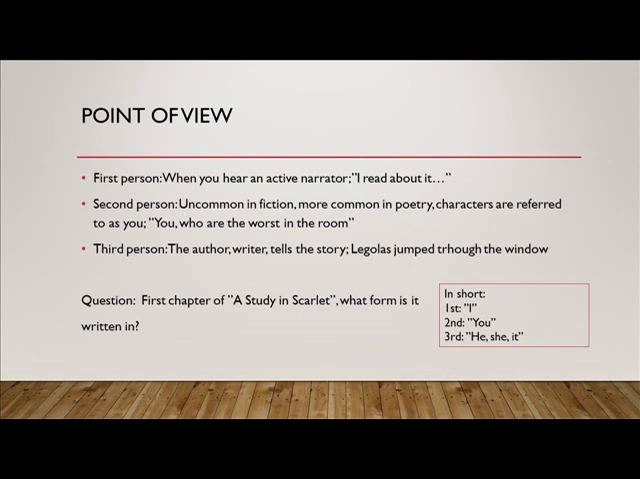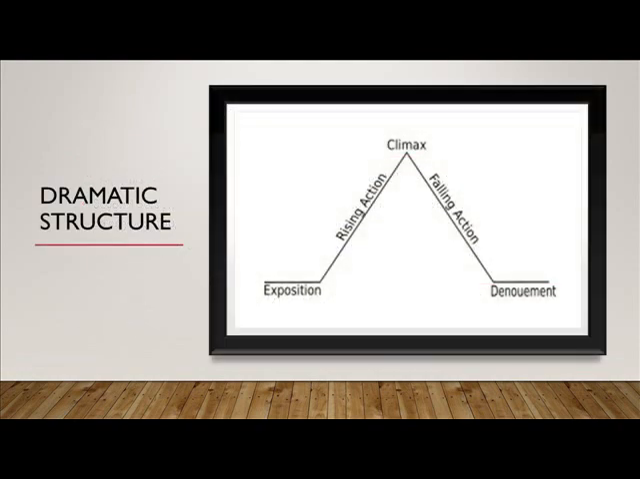And just a question for you guys. In the first chapter of A Study in Scarlet that you've been reading, what form is it written in? Think about that. Who's telling the story? And who is it about? So, in short, first person is I, second person is you, and third person is he, she, or it. Something to remember.